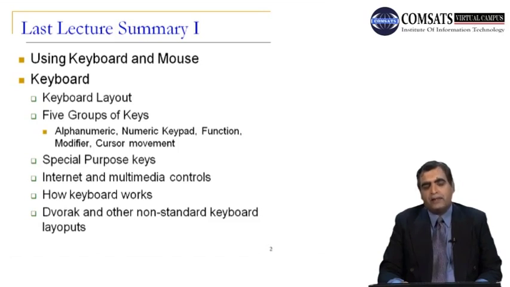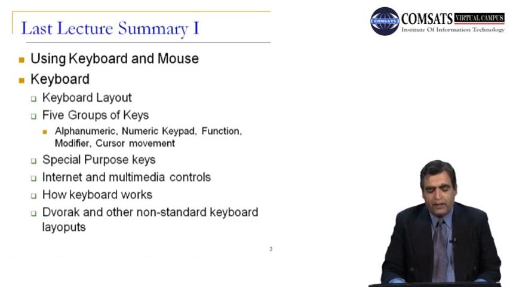The fourth group was the modifier keys, such as Control, Alt, Shift. Basically, these keys modify the input of the other keys, and they are always used in conjunction with other keys. The fifth group was the cursor movement keys, which let you move around the screen without using a mouse. We also discussed some special purpose keys, such as escape, print screen, pause, and scroll lock. They perform unique functions. For example, the print screen key available in some applications creates an image of whatever is visible on the monitor. Then we also discussed the internet and multimedia controls provided by some of the keyboards.